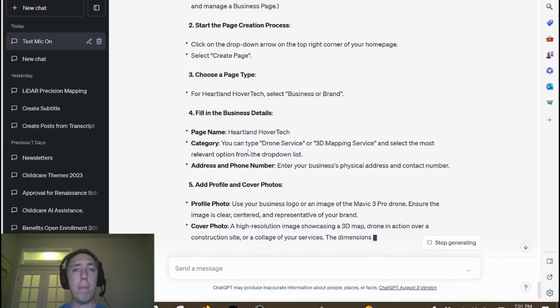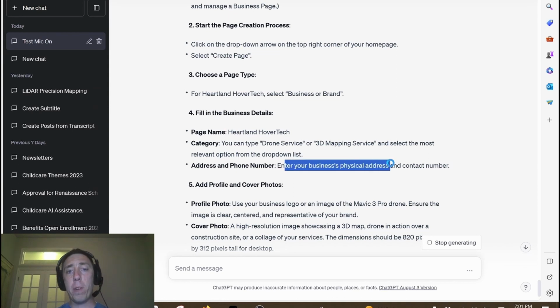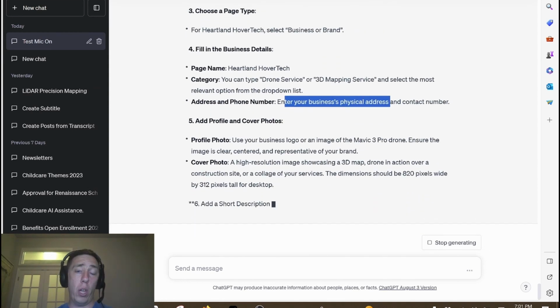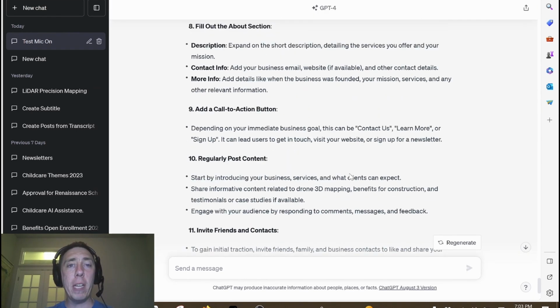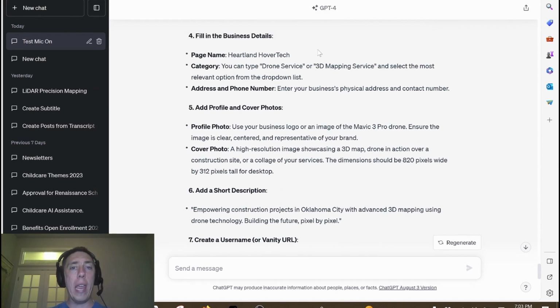So page name, Heartland Tech. You can type drone service or 3D mapping. Address and phone number. Obviously, we're going to need that. And it just goes over a description of exactly how this is built. All right, so now this has been completed. Let's go back up and we ended right about here.